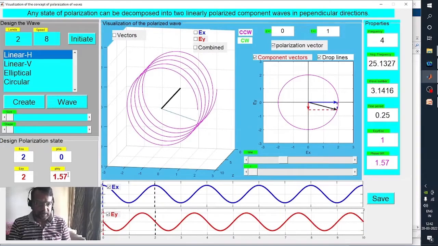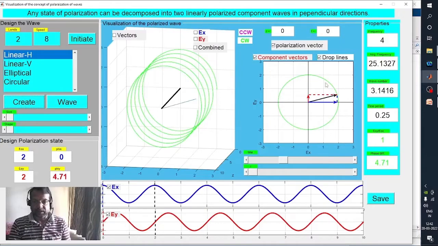Now let us look at the right circularly polarized light, for which the phase difference is 3 pi by 2, that is 4.71 radians. So now the color has changed. This is a clockwise rotation. And also look at the phase difference: when Ex is maximum at this point, Ey would become maximum after 3 pi by 2 radians.